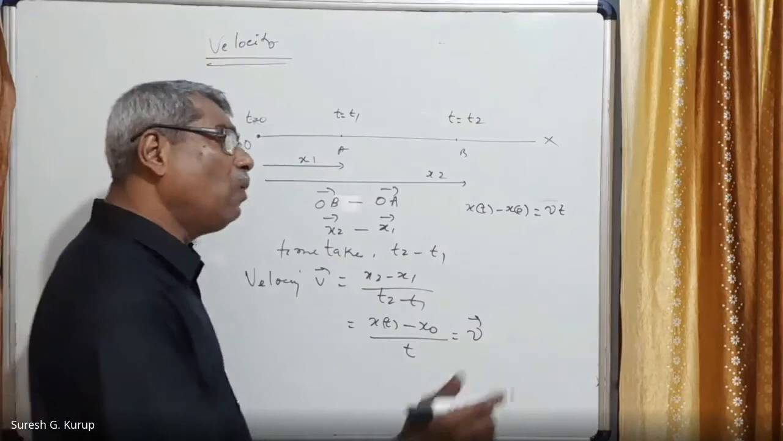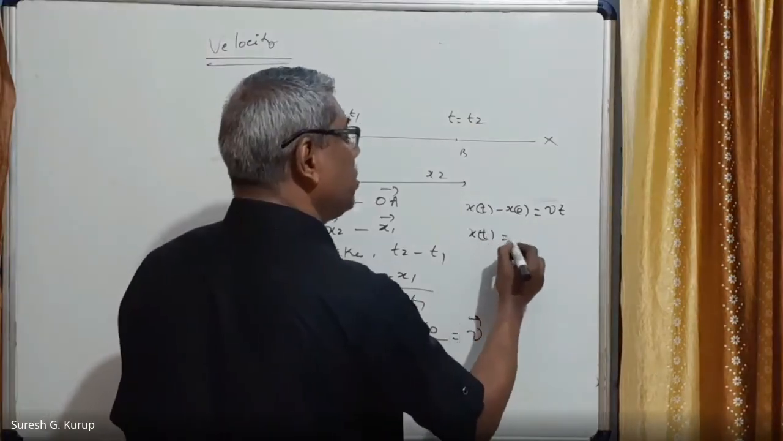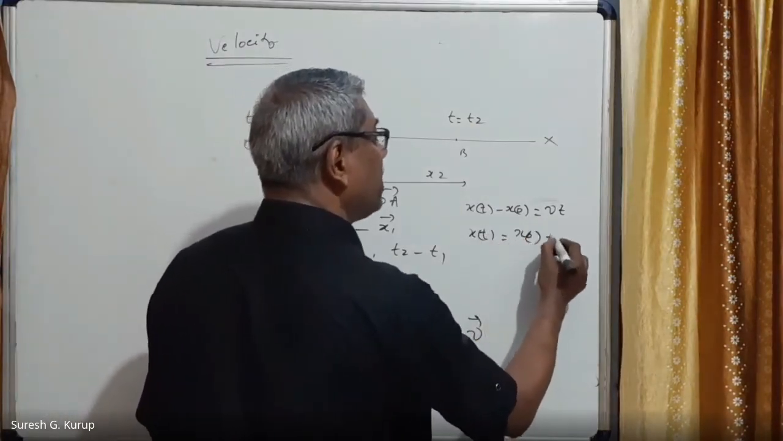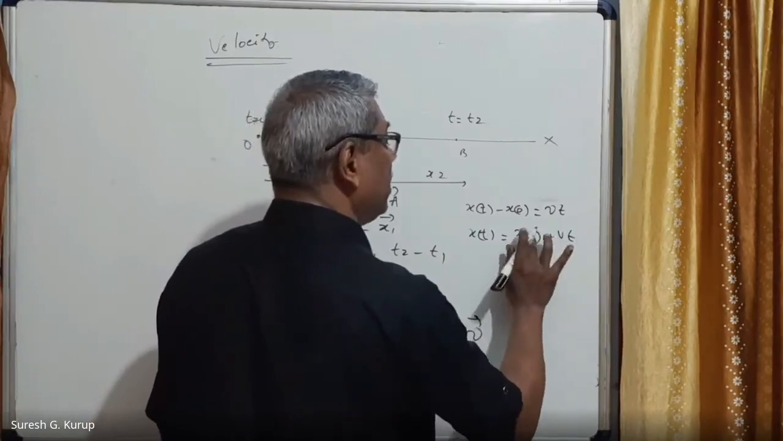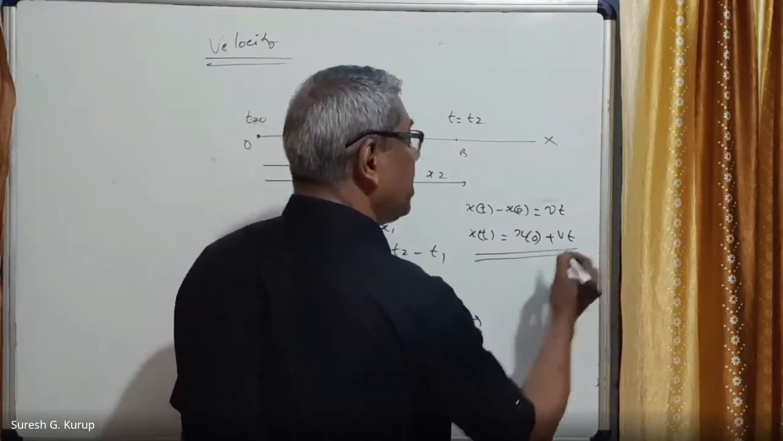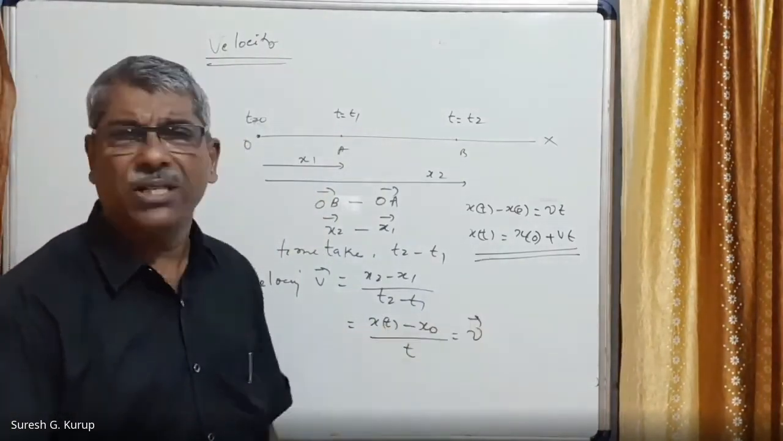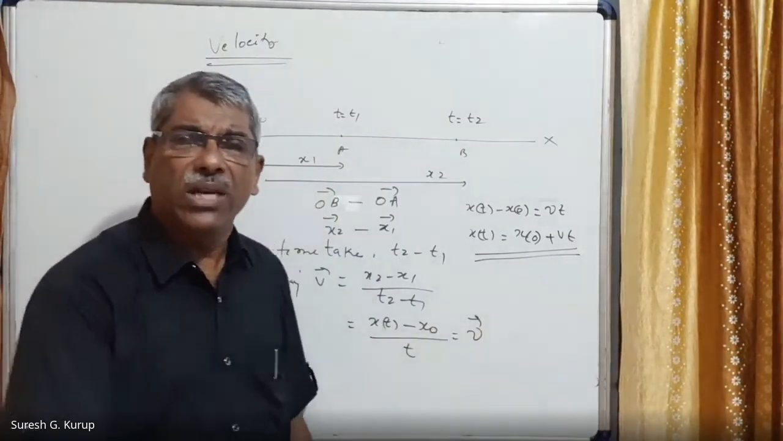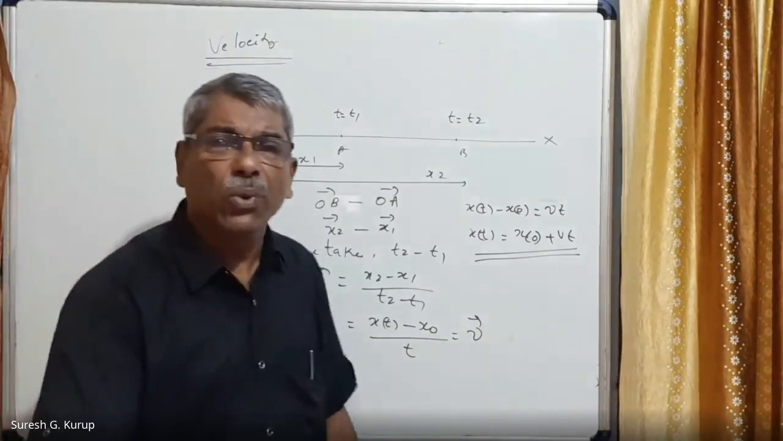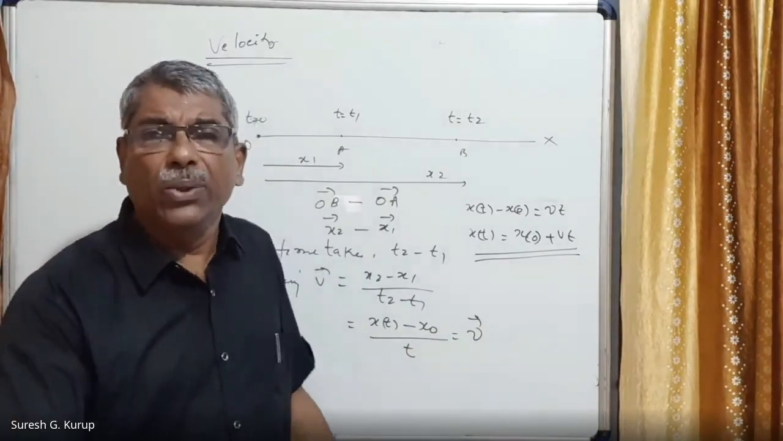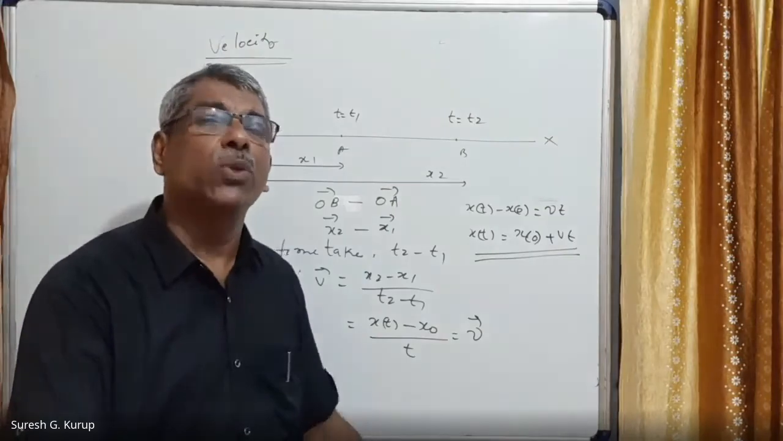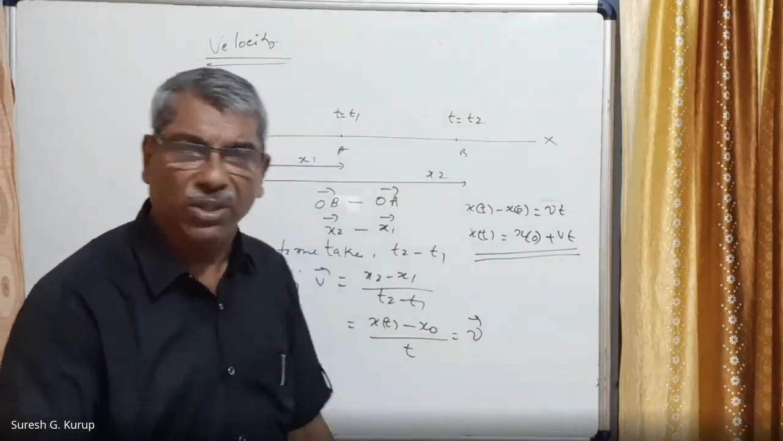Now we can write this relation also. That is, xt is equal to x0 plus vt. This is the equation for uniform motion of a body. Very important place. Right? Equation of uniform motion, uniform velocity motion. Uniform motion means uniform velocity motion.